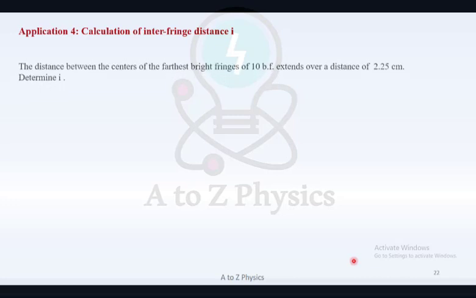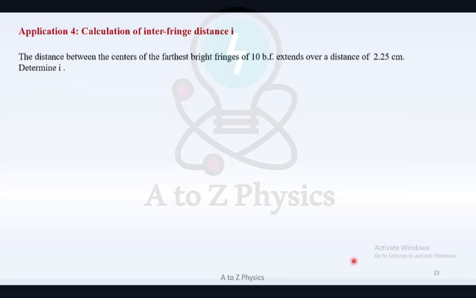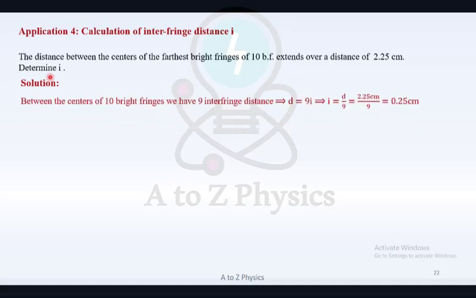Now let's solve the following application. Ten bright fringes extend over a distance of 2.25 centimeters. Determine i. You should know that between 10 bright fringes there are 9 interfringe distances, so d is equal to 9i, and then i equal d over 9, so i equal to 0.25 centimeters.